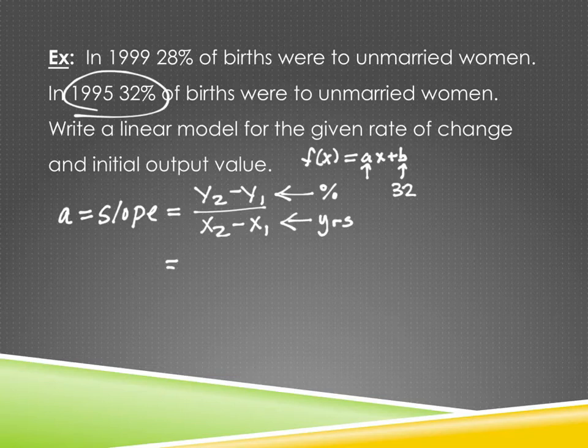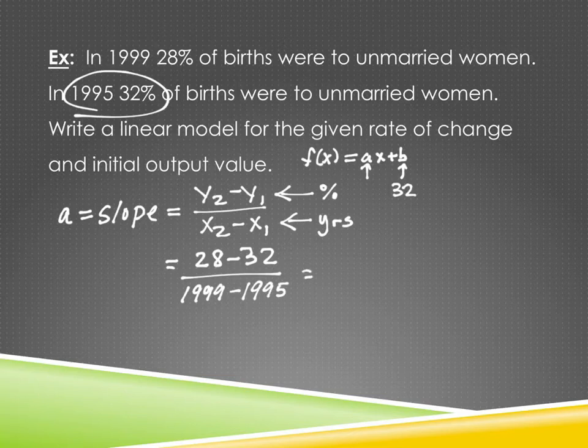So my second y value here would have been 28. The first one would have been 32. My second x value would have been 1999, and my first x value would have been 1995. So my top ends up being -4/5. We're using decimals, that's what this is going to do. What did I do? Oh, it is over 4.